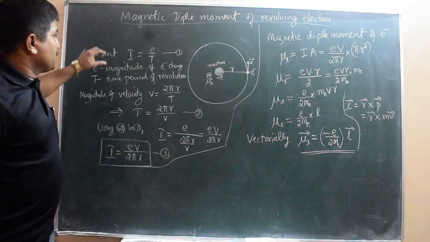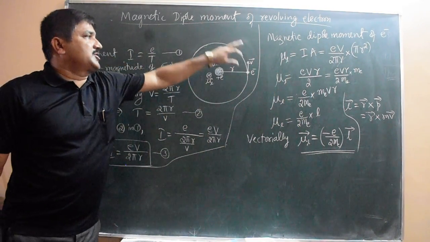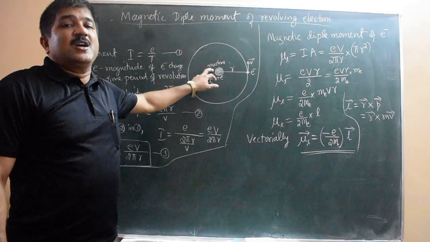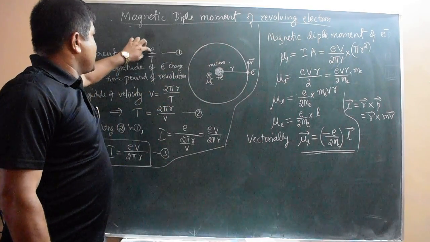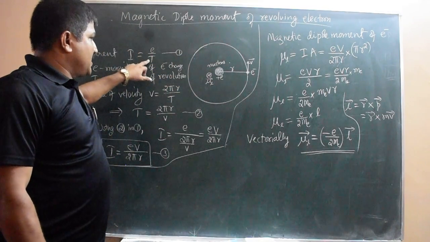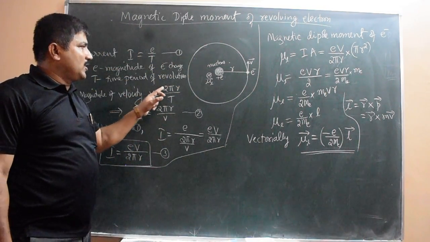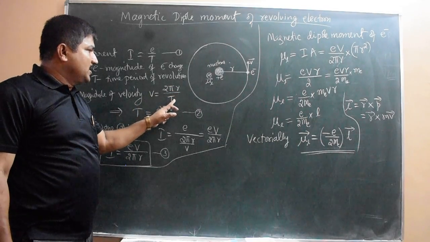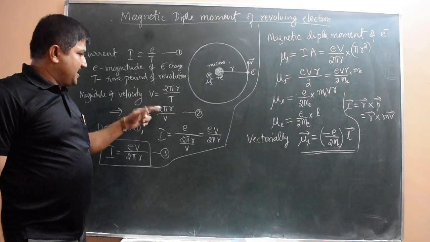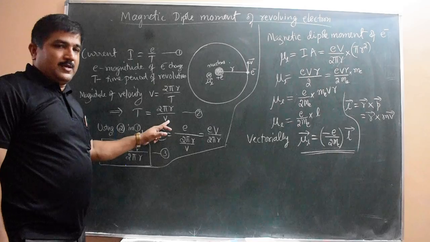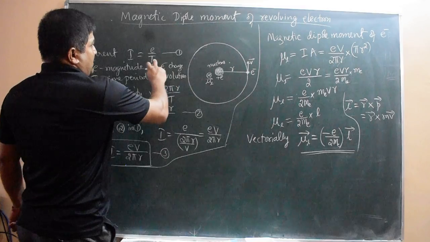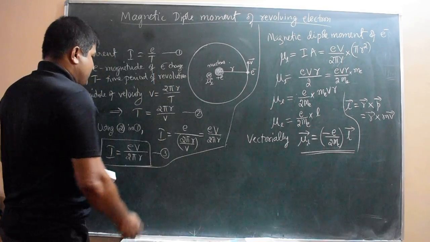Just briefly recall, first you have to get the current I. The electron is revolving in a circular path around the positively charged nucleus. So current I equals e by time period, the magnitude of charge moving in one revolution divided by the time period. Then velocity equals circumference upon time period, so rearranging we get T equal to 2 pi r by v. Substituting in the denominator, we get ev by 2 pi r.